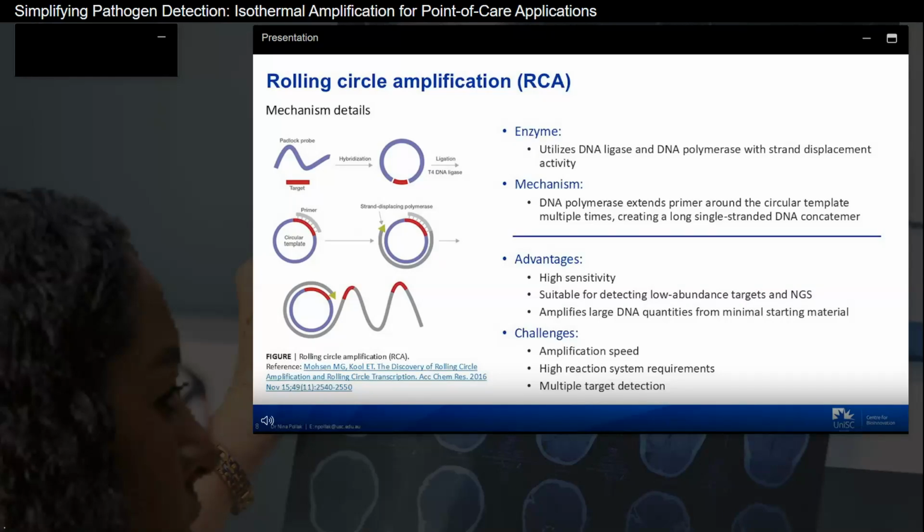Amplification of large quantities is another advantage. So RCA can produce substantial amounts of DNA from very small amounts of starting material, which is valuable in various applications.